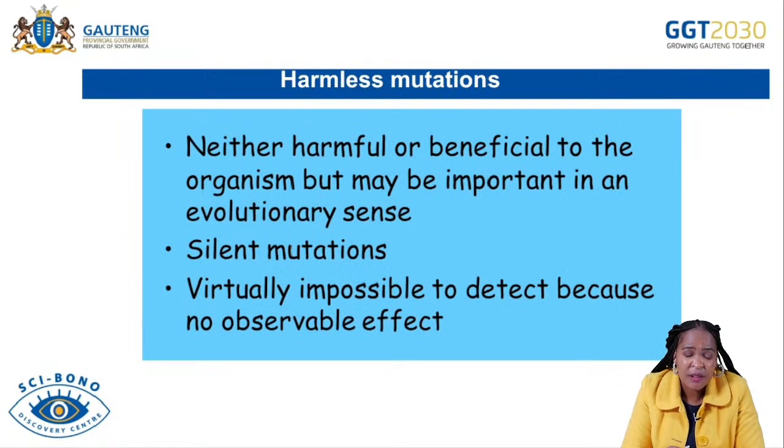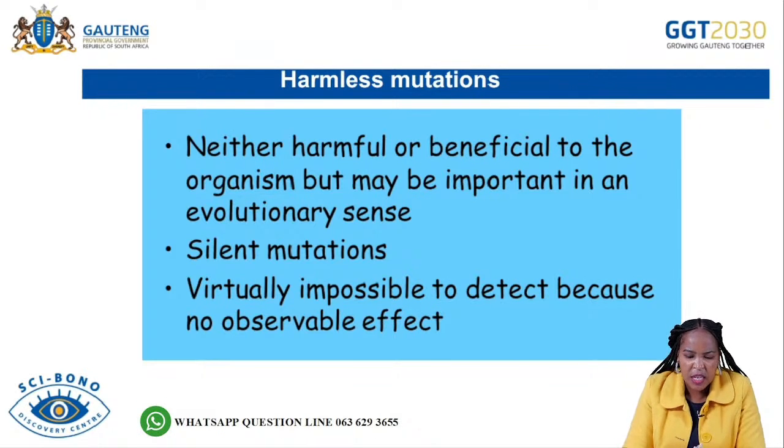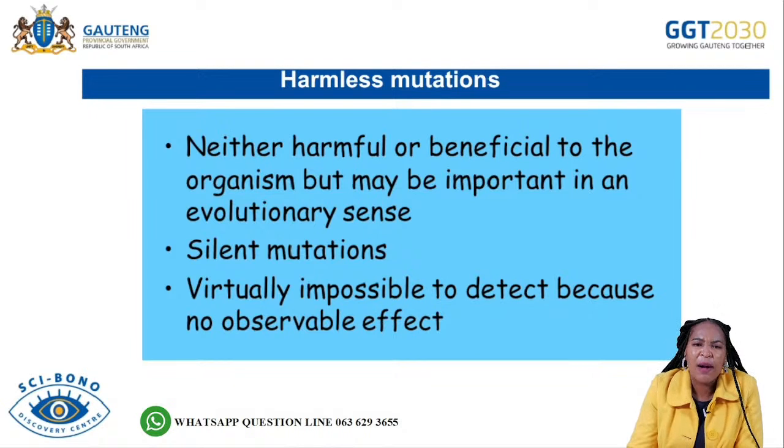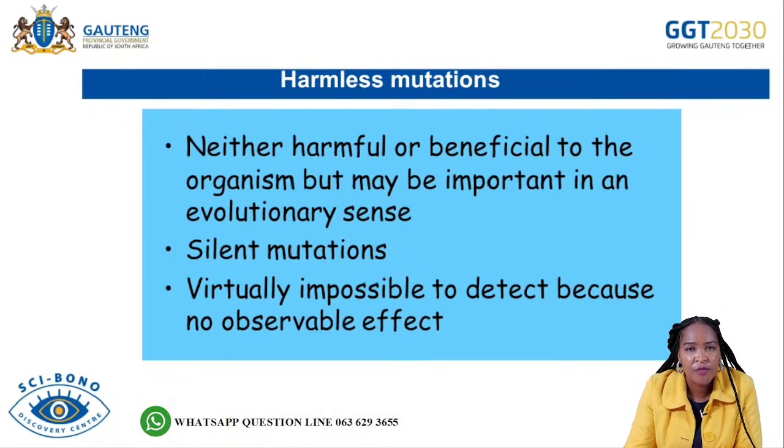Then there are other mutations that are just harmless. Remember, we spoke about those ones that are harmful and then those ones that are beneficial. Now we're talking about those ones that are just harmless. So these ones are neither harmful nor beneficial to the organism. They may be important in an evolutionary sense. You may find that they bring about a characteristic that we can study when we study evolution, evolutionary characteristics being inherited, but it does not have any type of effect on the organism.